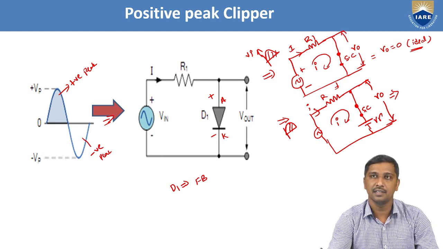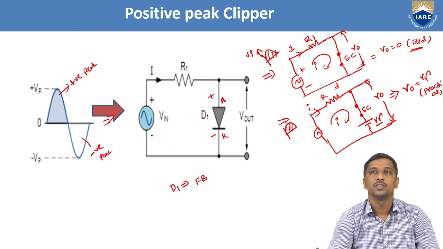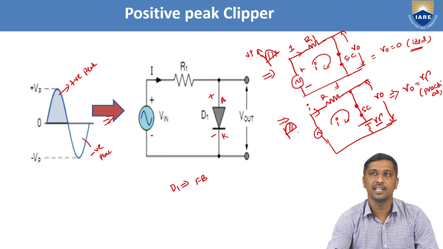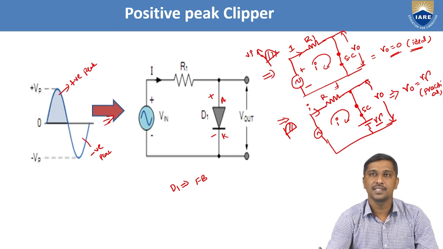Here I consider that the diode is a practical diode. For this practical diode, what is the output voltage? The output voltage is directly proportional to V gamma. Hence, the output voltage is represented as V gamma. So this is the operation during the positive portion of your given input signal. If you consider the ideal diode, the output voltage for the entire positive portion is 0. If you consider the practical diode, the output voltage is V gamma.